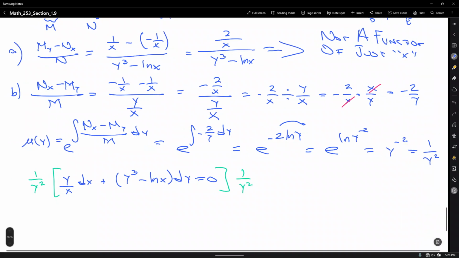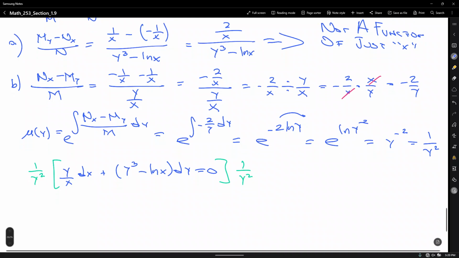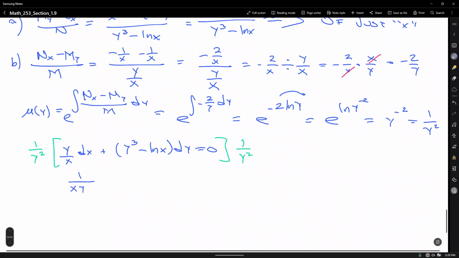Okay? And well, that's y over y squared. Is that going to be 1 over xy dx, plus y cubed divided by y squared right here? That's going to give us y in the numerator, simply a y. And then minus ln x divided by y squared, dy equals, of course, 0, because 0 times the differential equals 0. So that equation should be exact.